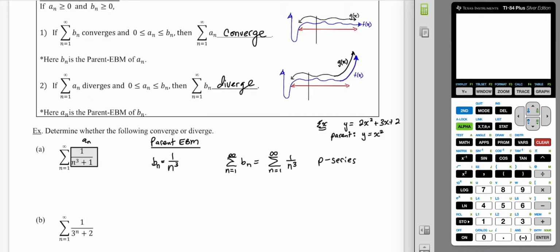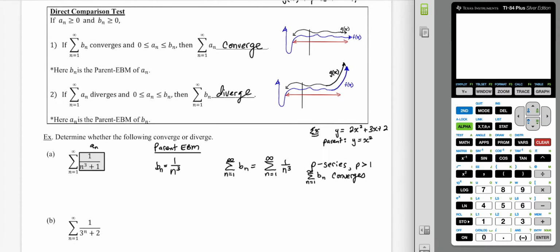And specifically, a p-series where the p-value is greater than 1. So b sub n, the sum as n equals 1 to infinity, converges. So b sub n captures, in between itself and 0, a sub n. So we need to establish that relationship.